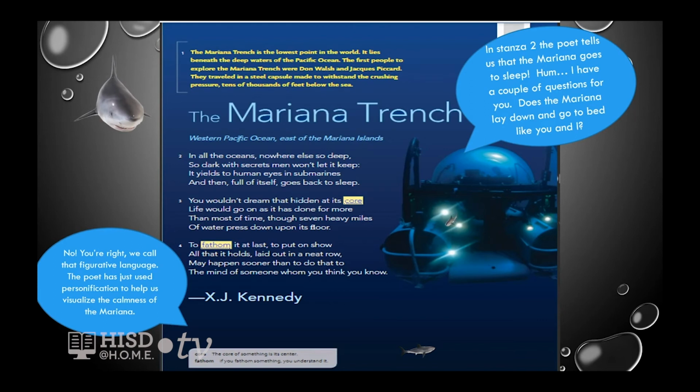You wouldn't dream that hidden at its core, life would go on as it has done for more than the most of time, those 7 heavy miles of water pressed down upon its floor. To fathom it at last, to put on show all that it holds laid out in a neat row, may happen sooner than to do that too, the mind of someone whom you think you know.